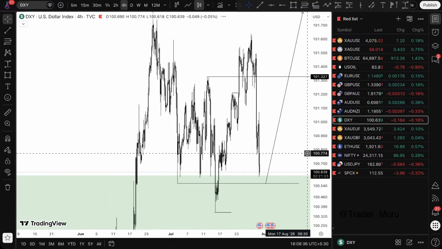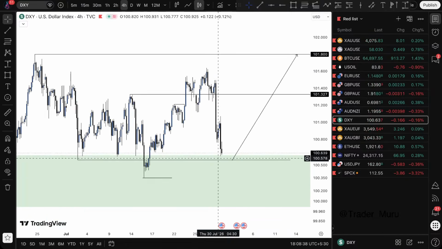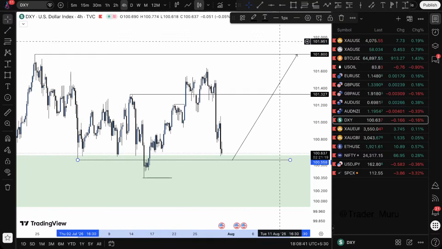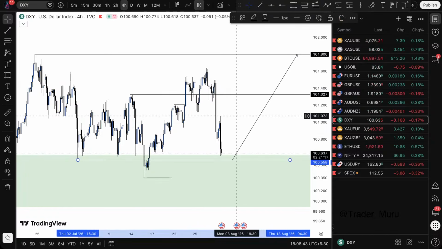DXY is going for our QML area. If this area holds, DXY will pump again.